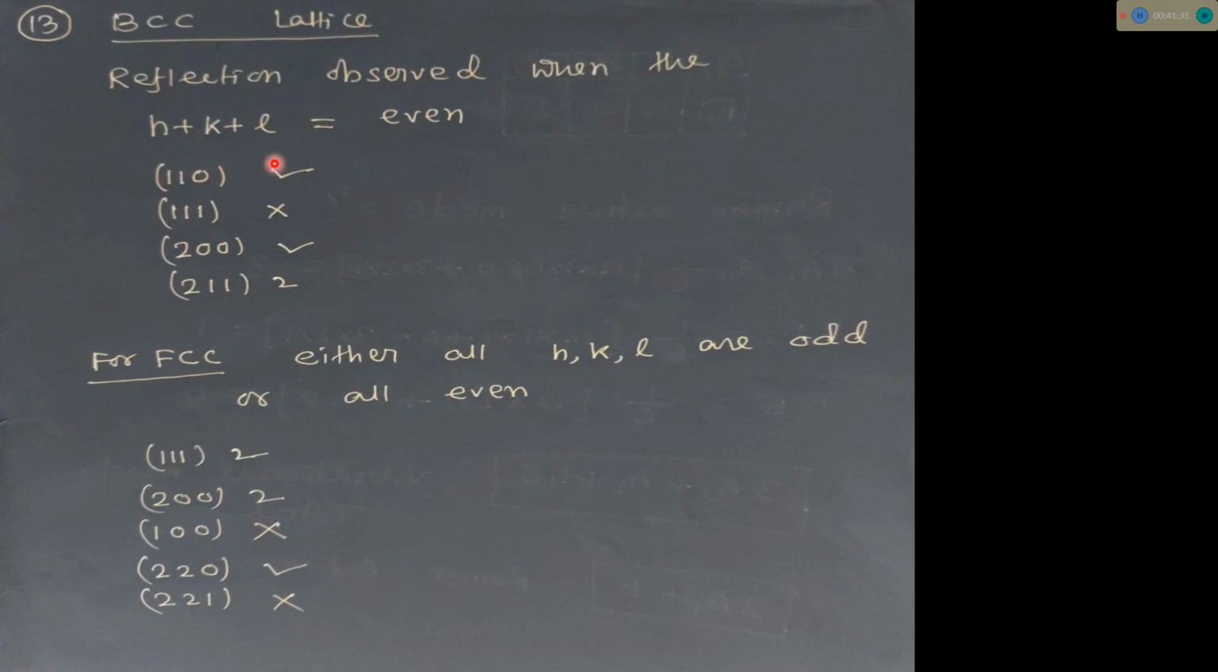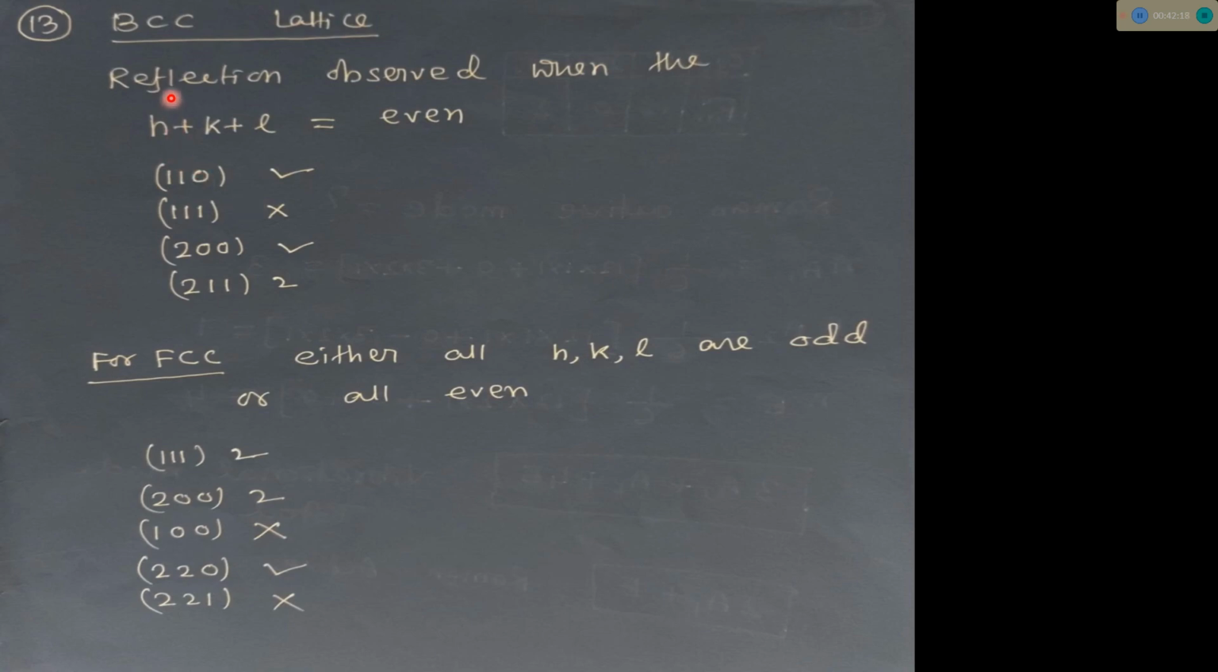So 1 plus 1 plus 0 means 2. We will also observe reflection from this plane, because the summation of Miller indices of this plane is even. The second plane, we cannot observe reflection from the second plane. The third plane we also observe, because 2 plus 0 plus 0 equals 2, that is also even. So 2 plus 1 plus 1 is 4, that is also even. These are not the options I wrote. I wrote 4 planes here just to show you from what kind of plane we observe the reflection for a BCC lattice.